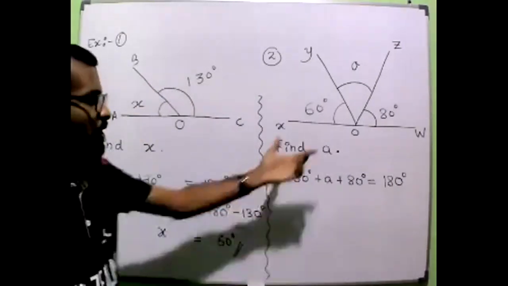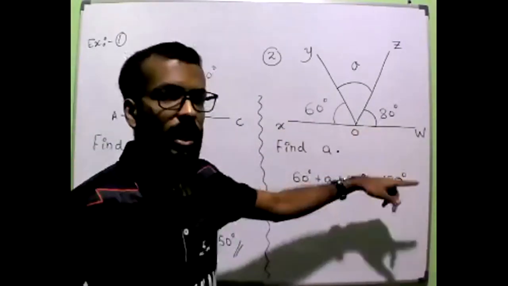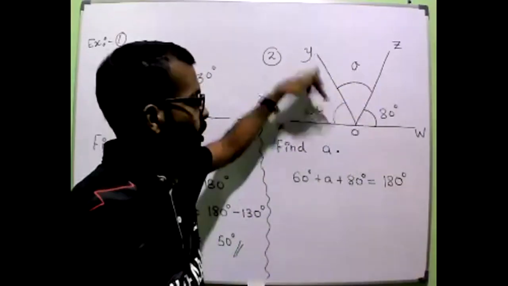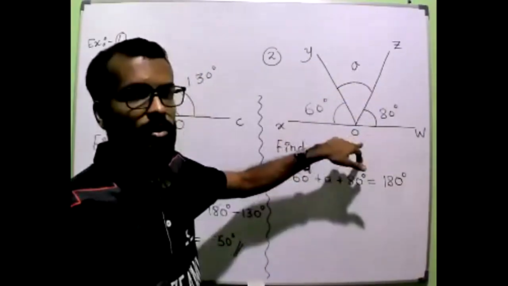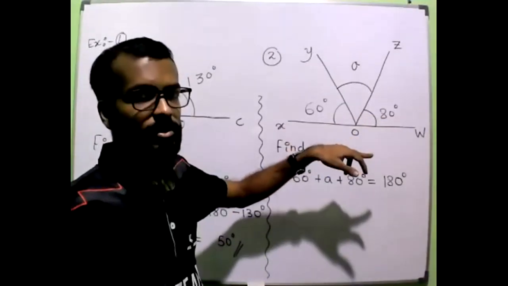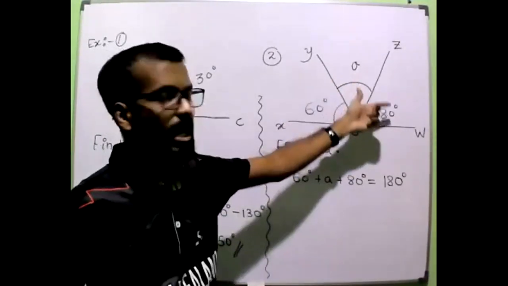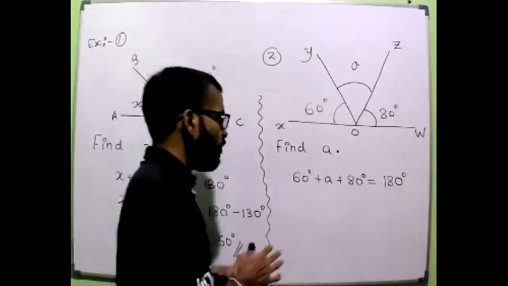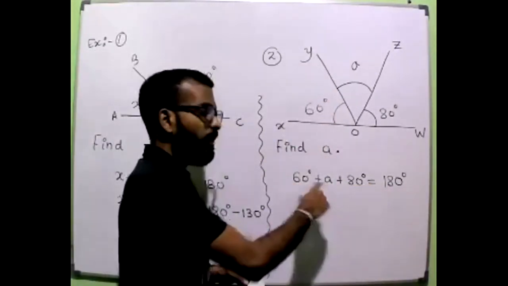Right? Same thing. Why? XOW is a straight angle. You can find three different angles on this straight line. Adjacent angles. So all of these angles are equal to 180 degrees. Now you need to find the value of a.